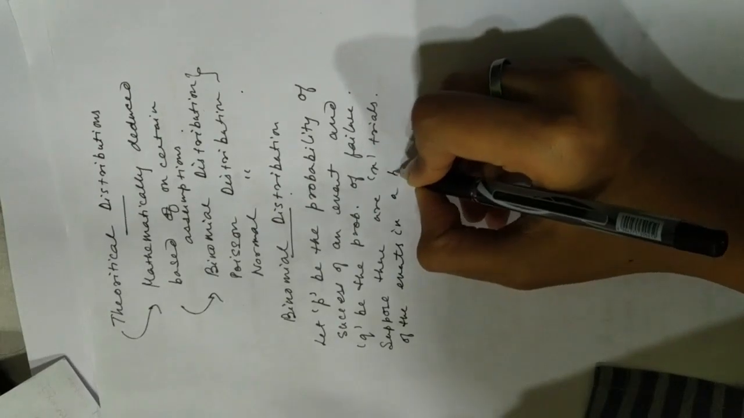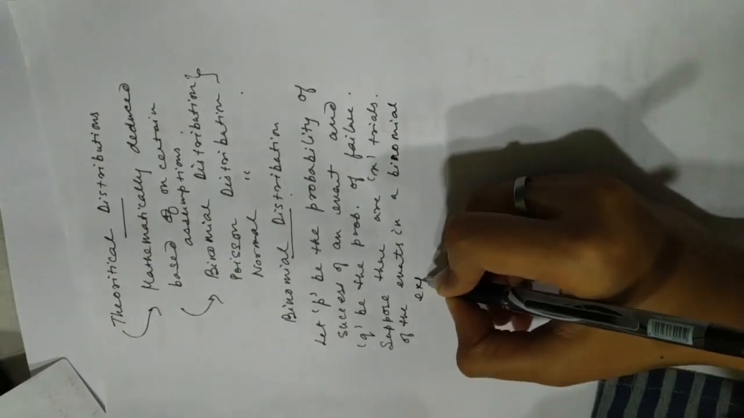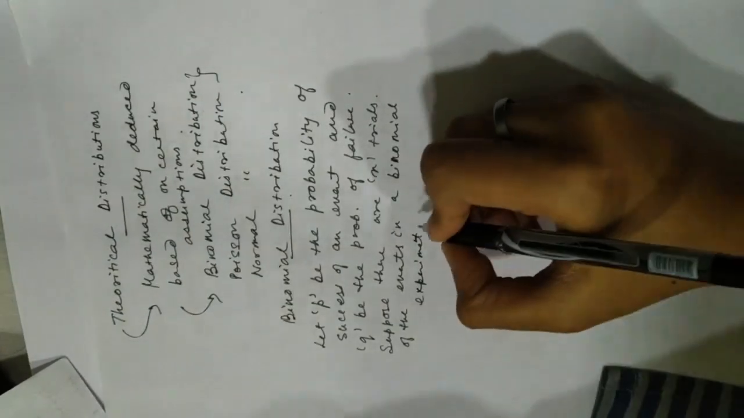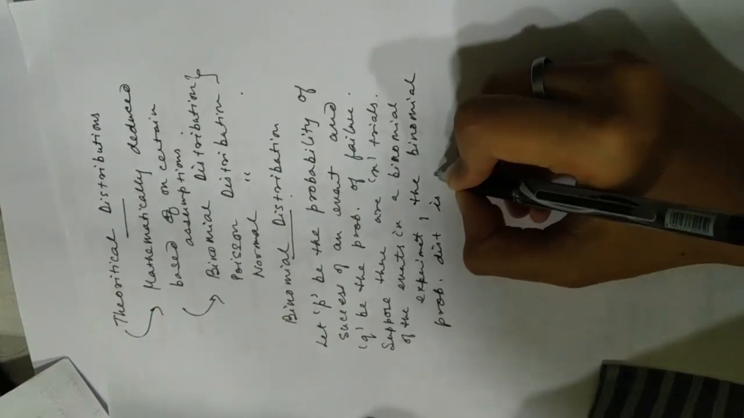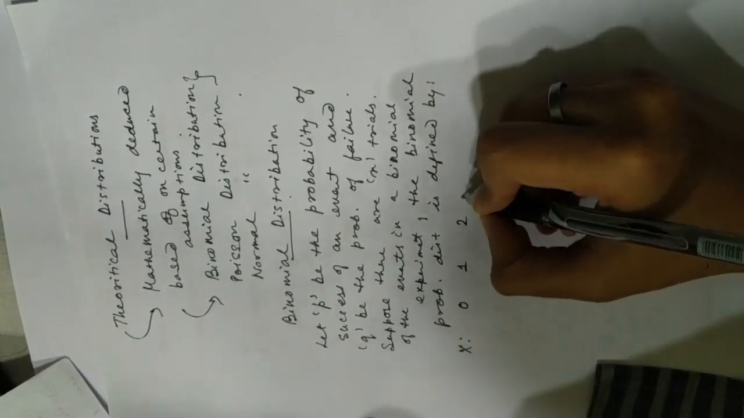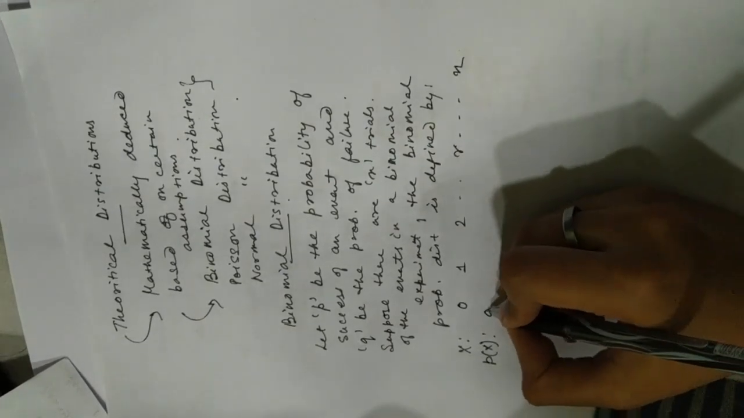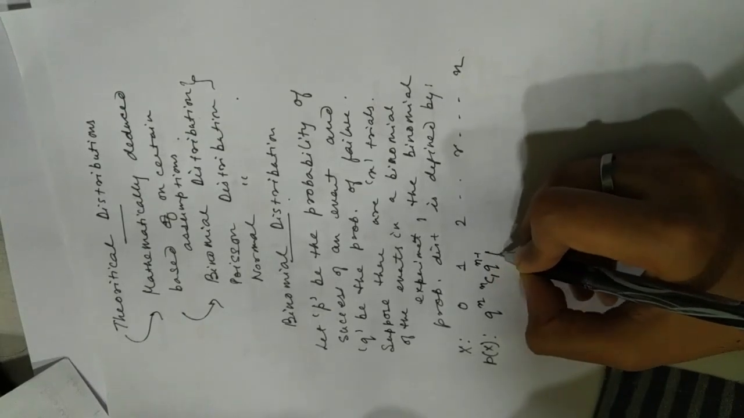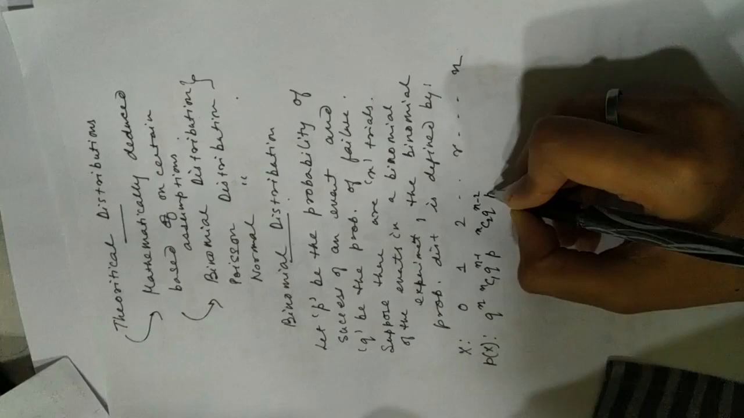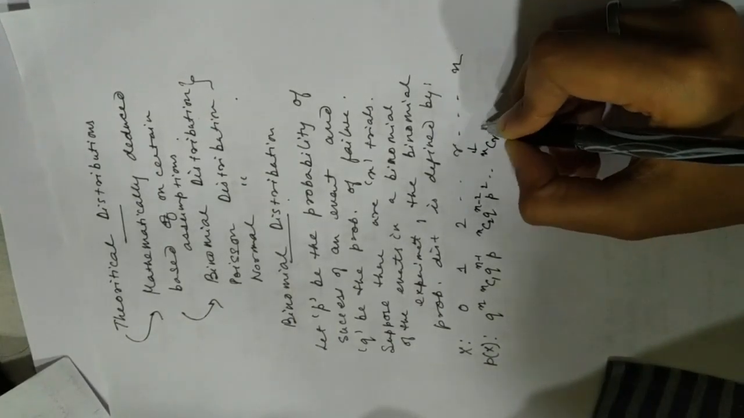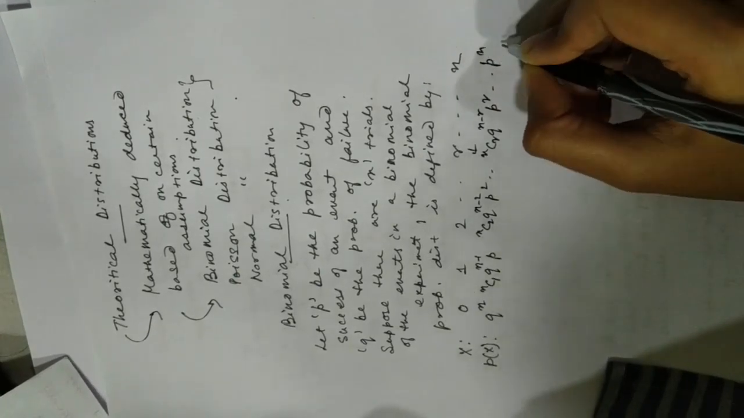The n trials of the events in a binomial experiment, I'll come to this. The binomial probability distribution is defined by the values of the variables 0, 1, 2, and so on up to n, and the probabilities associated with the variables are q to the power n, nC1 q to the power n minus 1 p, nC2 q to the power n minus 2 p squared, and so on. The rth term is nCr q to the power n minus r, p to the power r, and the nth term is p to the power n. So this is the definition of a binomial distribution.